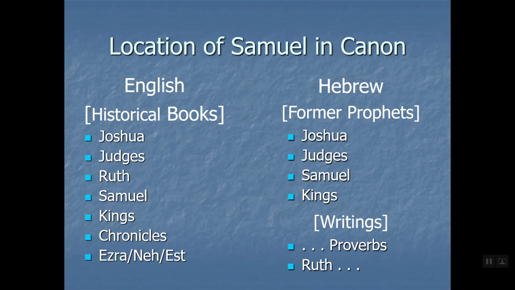Okay, so that gets us to Samuel and gets us asking ourselves, how does Samuel continue the story from the Torah and from Joshua and Judges? Now, in our historical books, we see, as Frank has already made mention, Ruth is in a different location in the English canon than it is in the Hebrew canon. In the English canon, it comes in our historical books. It's in the writings in the Hebrew canon.